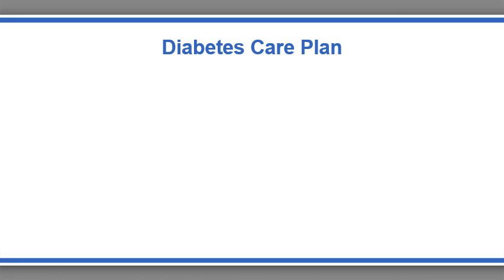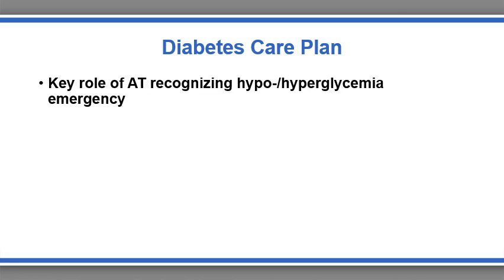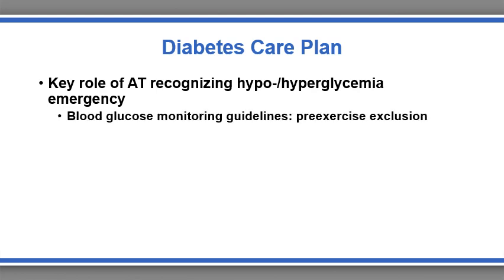So in the diabetes care plan, your role as an athletic trainer, one of the big things with individuals with diabetes, is being able to recognize hypo and hyperglycemia. So this is going to be an important thing to manage, and we're going to go through specific points here. So again, blood glucose monitoring.